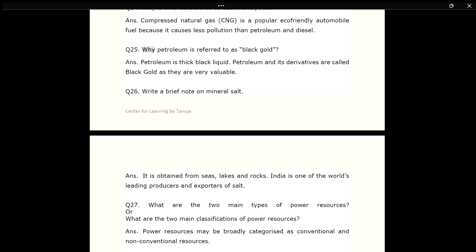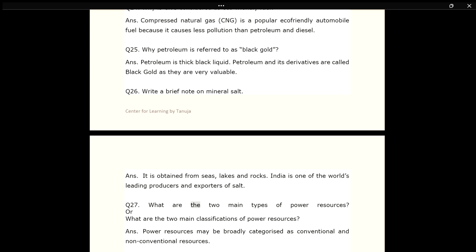Q25. Why petroleum is referred to as black gold? Ans. Petroleum is thick black liquid. Petroleum and its derivatives are called black gold as they are very valuable. Q26. Write a brief note on mineral salt. Ans. It is obtained from seas, lakes and rocks. India is one of the world's leading producers and exporters of salt.